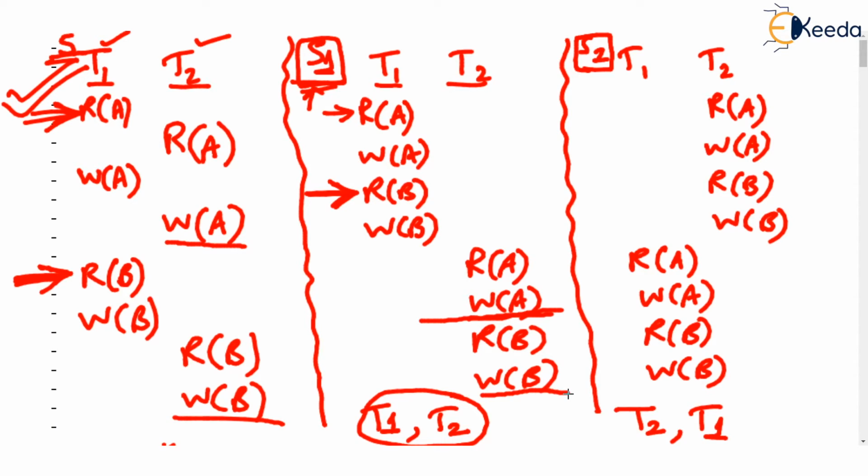So even final writes are matching. Good. But there is one more condition about updated read. Now, what was updated read? If there is some transaction which is reading the value of A, which is getting updated by the other transaction, it is known as updated read. So we have to see read operations.